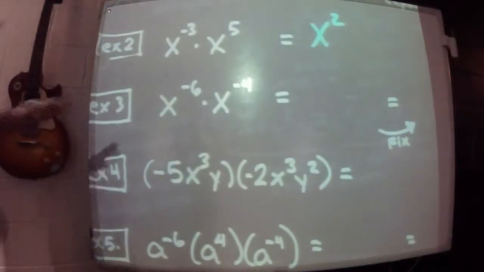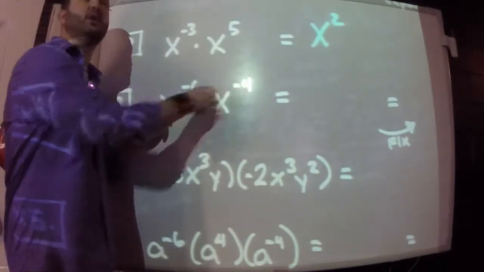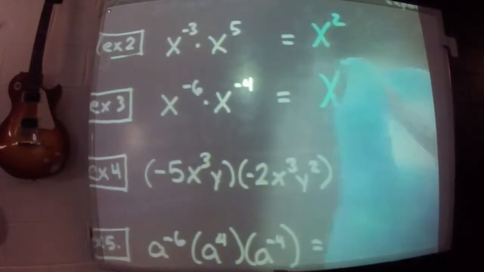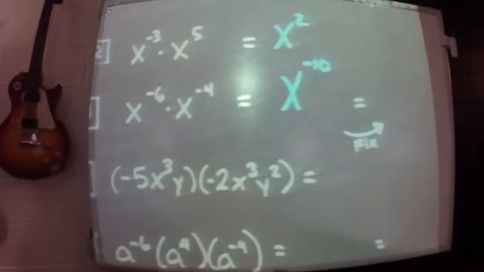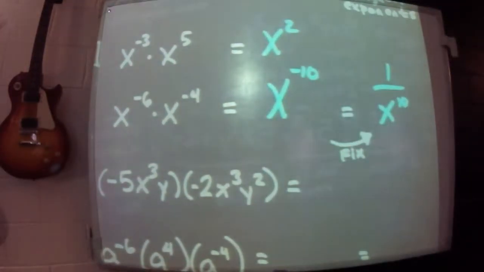Now this one, x negative 6 and x negative 4, just add these up, negative 6 minus 4, and that makes x to the negative what? 10. You can't finish with x to the negative 10, so you got to fix it, and what's your answer? 1 over x10.